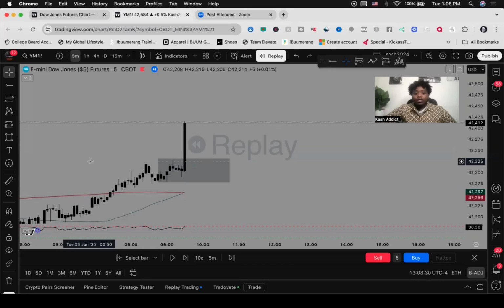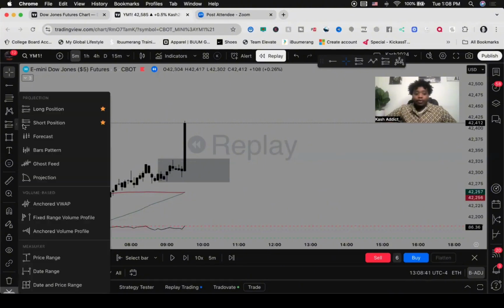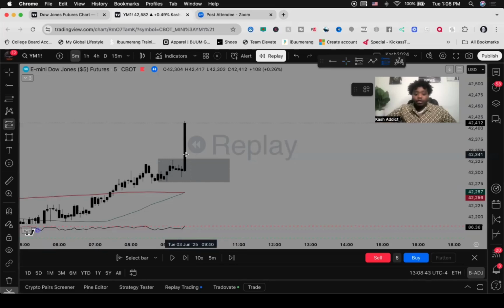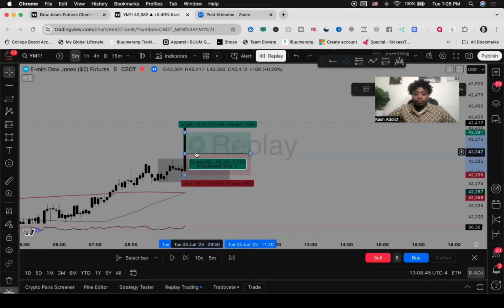Now, I still use the same amount of points that I use in my regular strategy. 100 points is the goal. 50 points is the stop loss. All right. So you'll enter once you see the breakout.